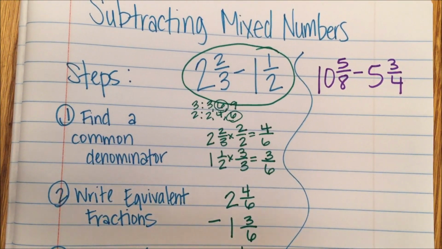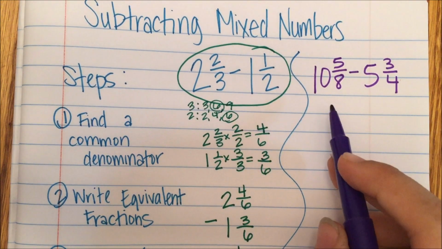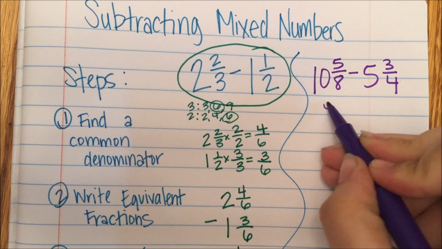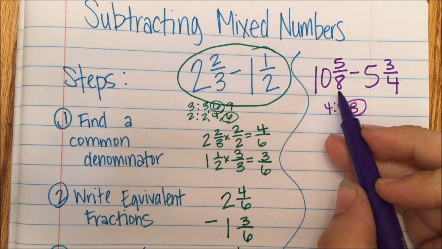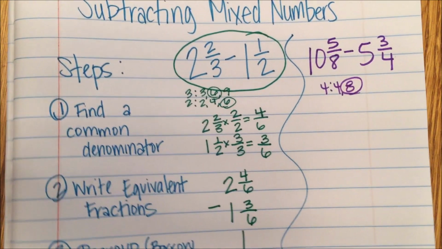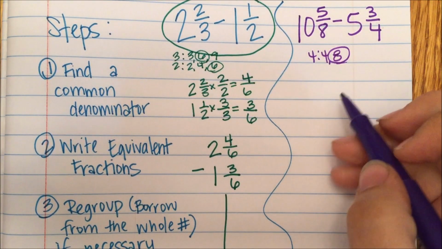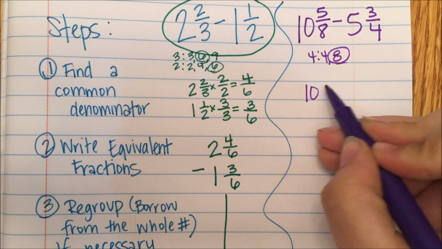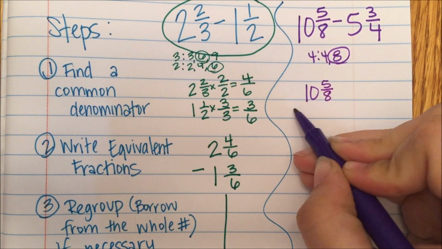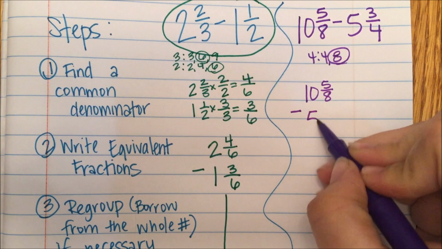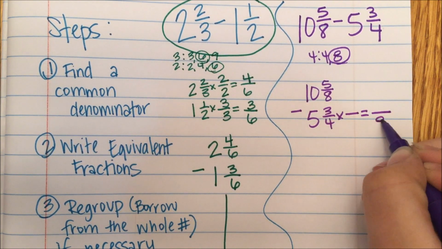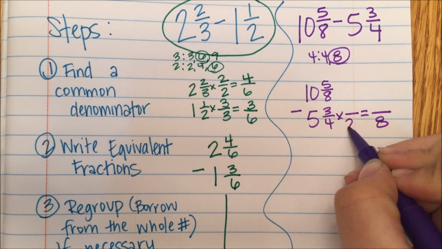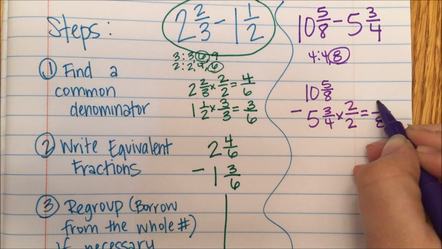Got 10 5/8 minus 5 3/4. So find a common denominator for 8 and for 4. Multiples of 4 for 8. Well, there you go. There's your common multiple. You only have to change one of the fractions. You can leave 5/8 alone. Now we've got 10 5/8 minus 5 3/4, but we're going to change it to a fraction with 8 as the denominator. 4 times 2 is 8. 2 times 3 is 6.